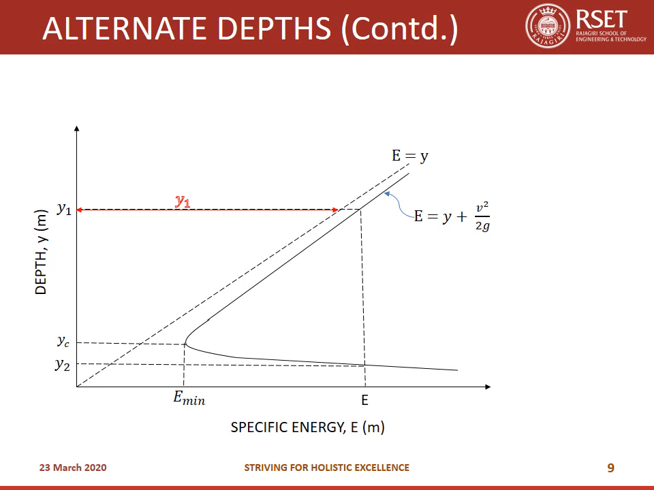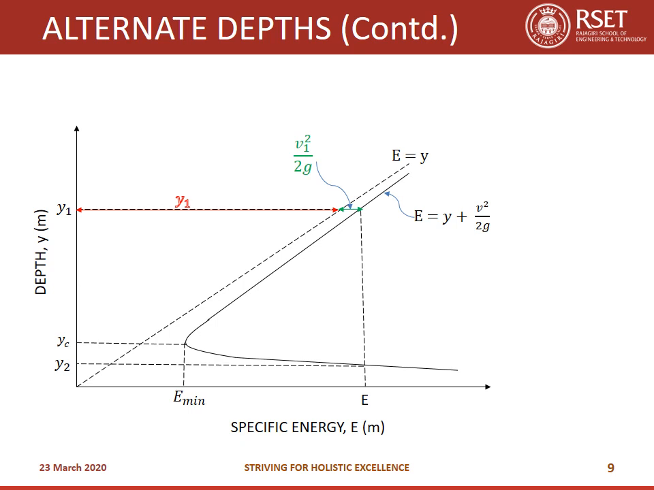The distance of that point till the line E equal to Y is Y1. The point that I've shown with the red arrow, that value is Y1, because that point is going to lie on the line E equal to Y. So naturally, the remaining distance from the line E equal to Y to the specific energy curve should be V1 squared by 2G. Only then do you get the value Y1 plus V1 squared by 2G to lie on that specific energy curve. I hope you understood what I've been trying to tell you.